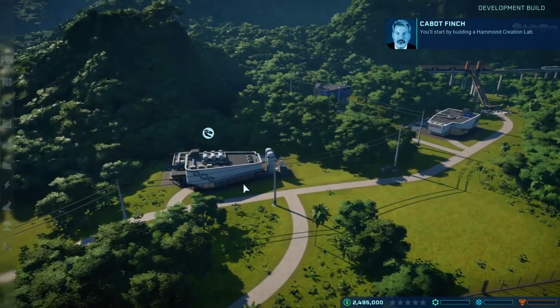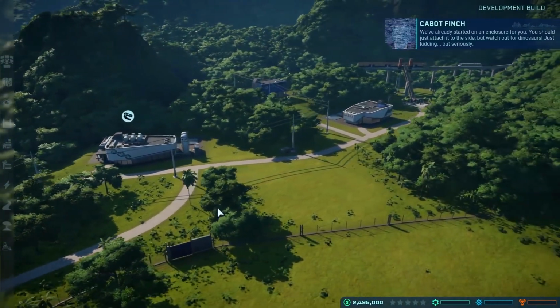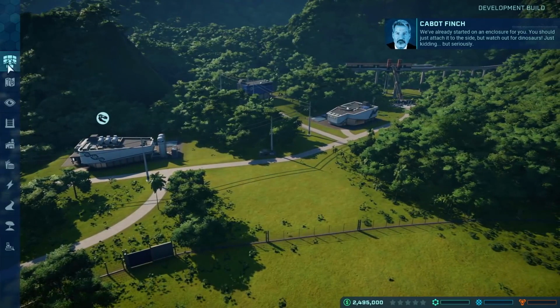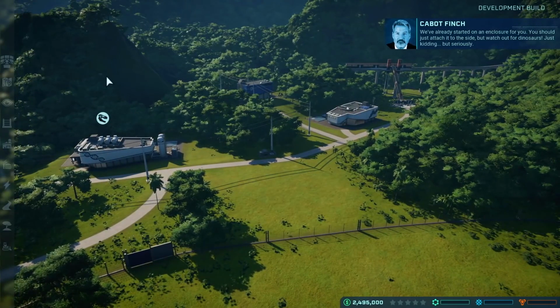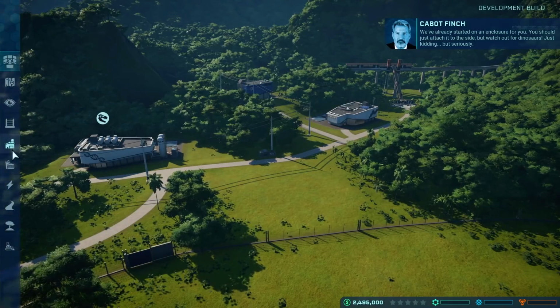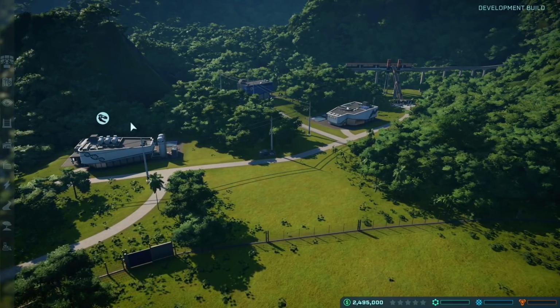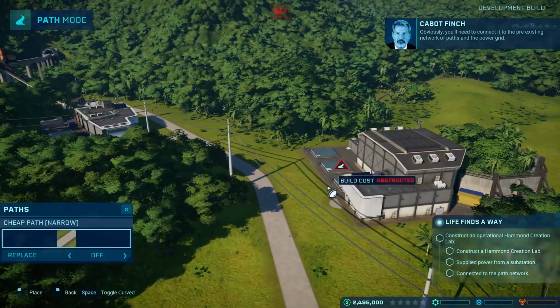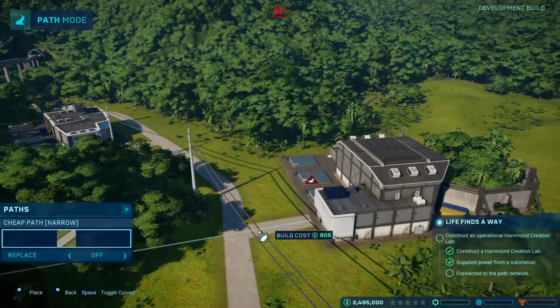You'll start by building a Hammond Creation Lab. We've already started on an enclosure for you. You should just attach it to the side. But watch out for dinosaurs. Just kidding. But seriously. Obviously, you'll need to connect it to the pre-existing network of paths in the power grid.